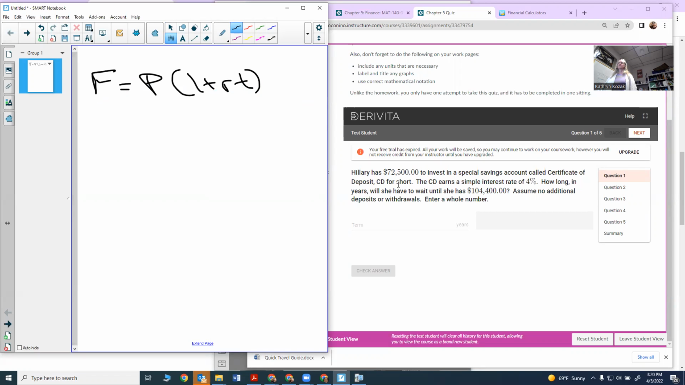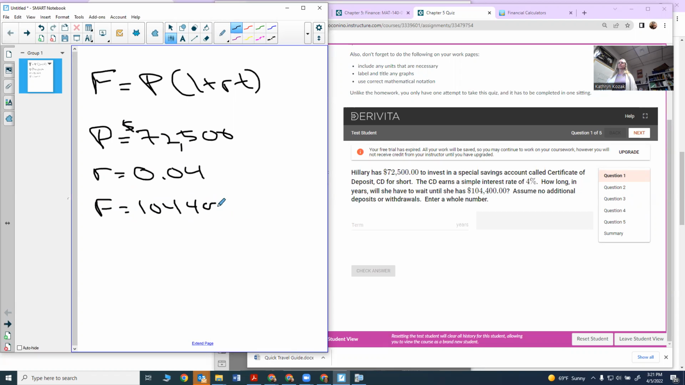One of the things I noticed is that she has $72,500 to invest. That is how much I'm starting with, so that's my present value. So I'm going to write down that P is 72,500. I then look more into the problem and I see I have an interest rate of 4%. So my R is 4%. We do need to write this as a decimal, so 0.04. And this says how long in years will she have to wait until it is $104,400? That's my future value: $104,400.